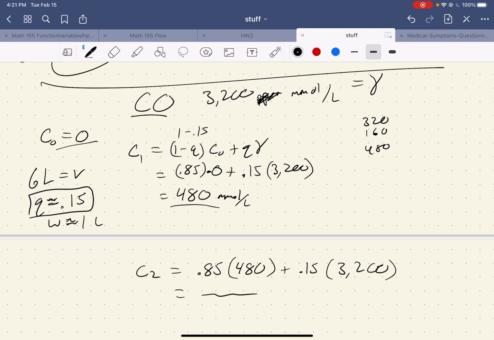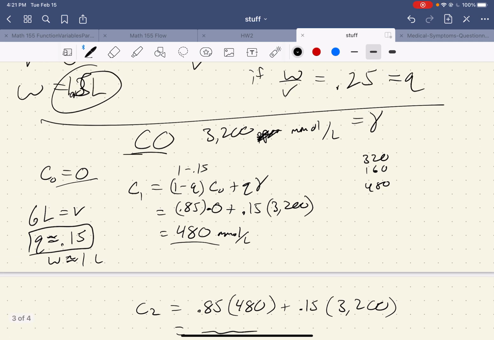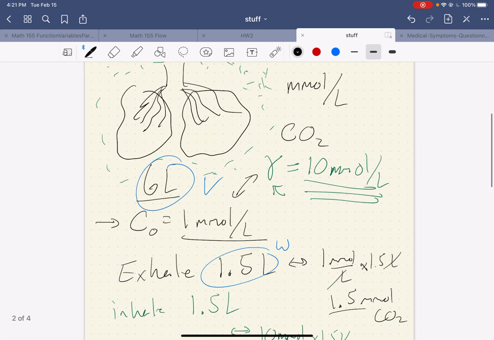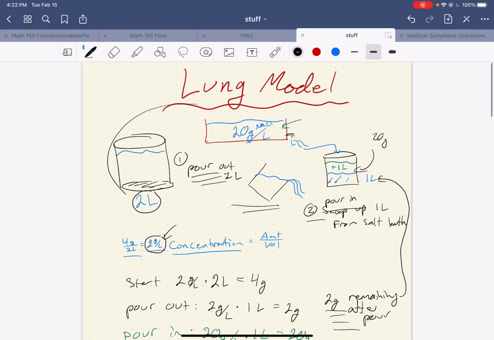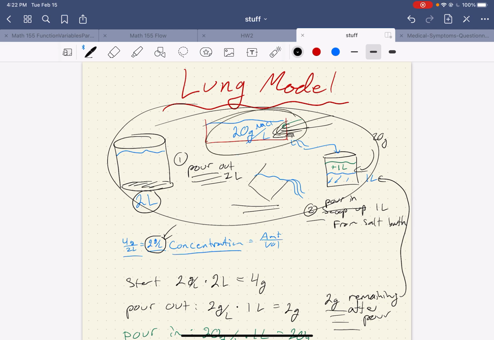As time goes on, as I take more and more breaths, I claim the amount of carbon monoxide in my lungs approaches the same amount as the carbon monoxide in the room. But that takes time. I have to take my breaths. I have to swap out the air in my lungs with the air in the room. And with this cup analogy up here, if I repeat this process, so I dump out a liter and then I refill from my sodium bath, and I repeat that again and again, more and more the water in my cup is going to resemble the water in the sodium bath.